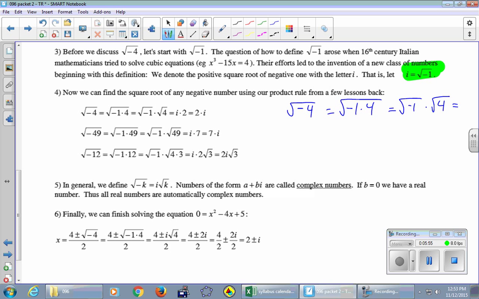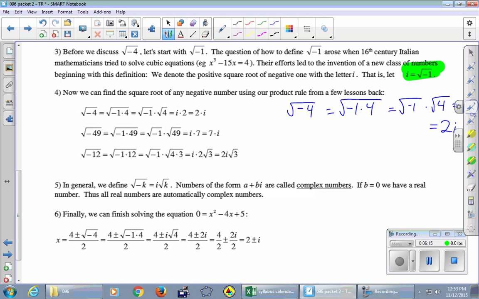What letter are we using for that? i, and the square root of 4 happens to be a nice number. That's 2. And so i times 2 is our answer. If it ends up being an integer, then we typically put the integer in the front and the i in the back. So 2i.